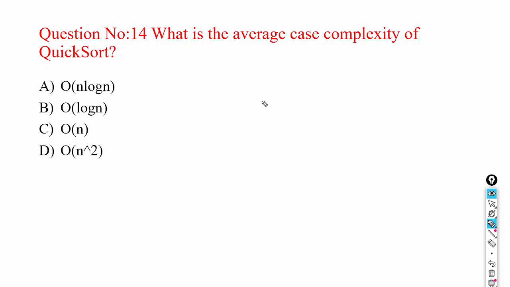The balanced partitions give order of n log n. So what is a balanced partition? At each and every step there is a balanced partition. That balanced partition for the quicksort gives order of n log n. So this is the average case complexity of the quicksort: order of n log n. Order of log n is too small compared to that; order of n log n is much larger.